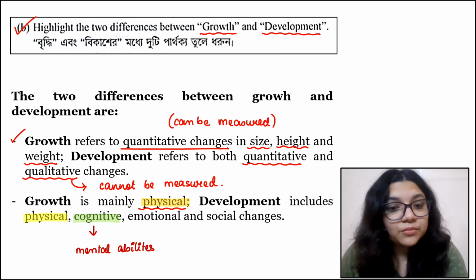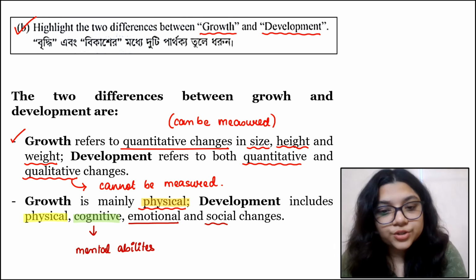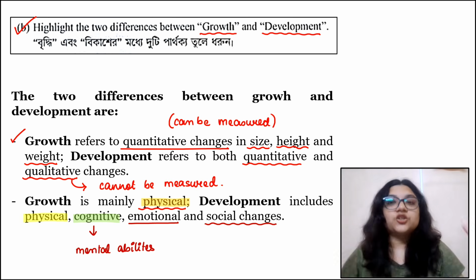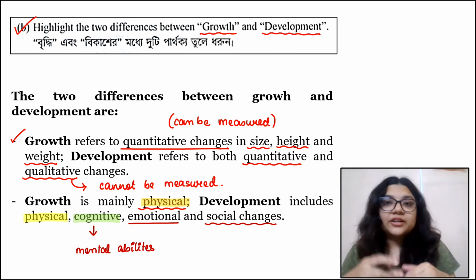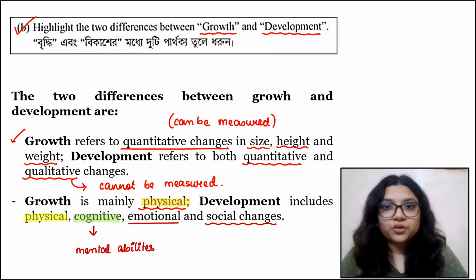What about the emotional growth? That is also involved in development, and social changes. So what do we see is development is a larger umbrella term out of which only the physical characters which you are being able to measure, those are coming under growth.